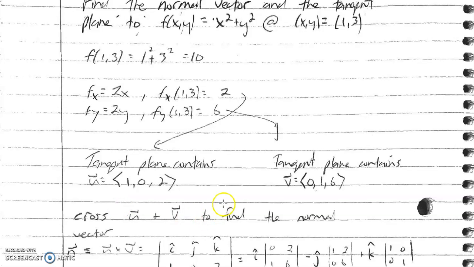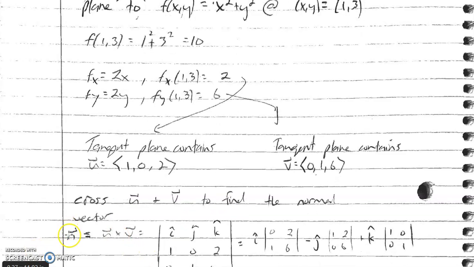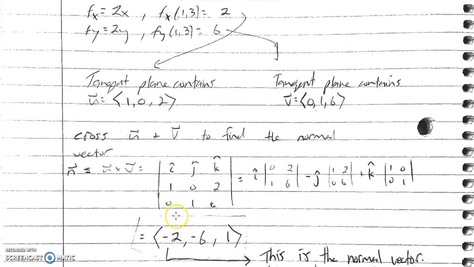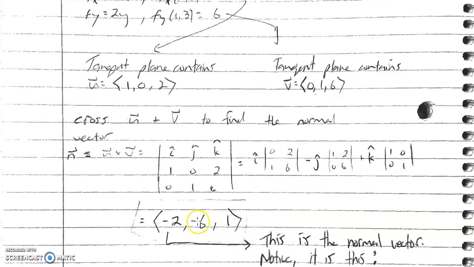Anyway, I cross u and v to find the normal vector. My n is u cross v, which should be familiar. I hat, j hat, k hat across the top. 1, 0, 2, that is this vector. 0, 1, 6, that is this vector. Remember, don't forget your minus on the middle component, the checkerboard plus minus thing on a cross product, or on a 3D determinant, I guess is what I should say. Anyway, once you simplify, it comes down to -2, -6, 1. This is the normal vector.